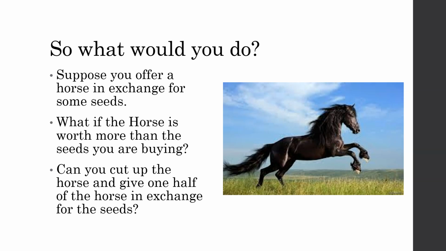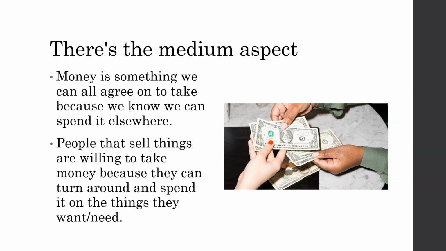Do you cut up the horse into little tiny horse pieces and give like one half of the horse in exchange of the seeds? Well, that would be a problem because then the horse would be absolutely useless at that point. You see how inconvenient it would be if we were trading goods and services straight up for goods and services? That's the medium aspect.